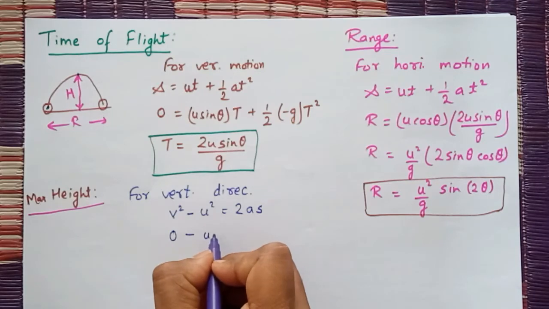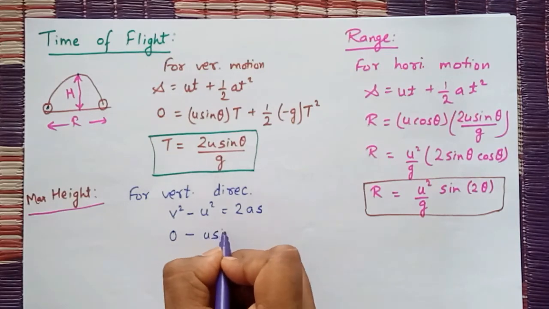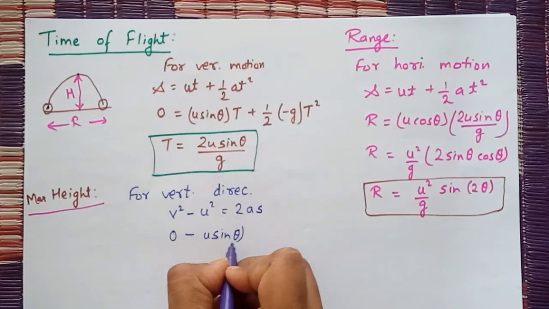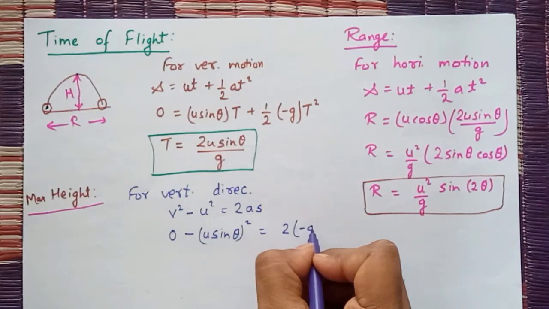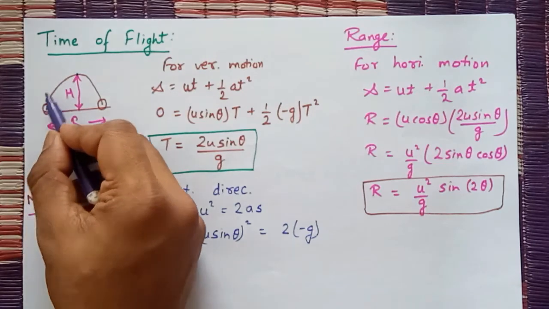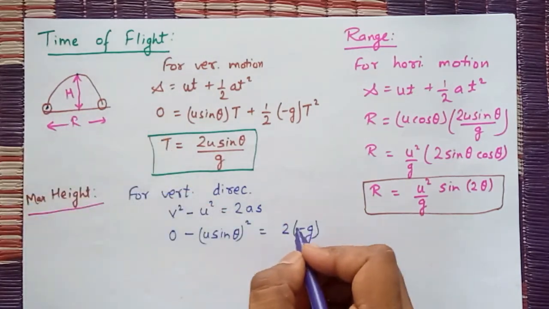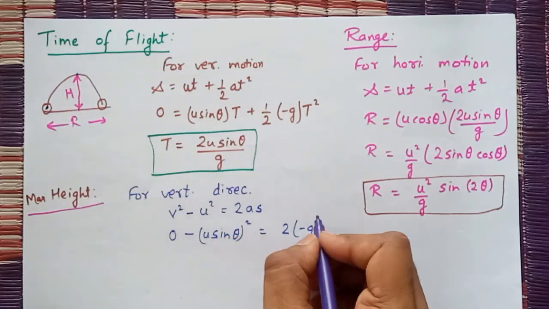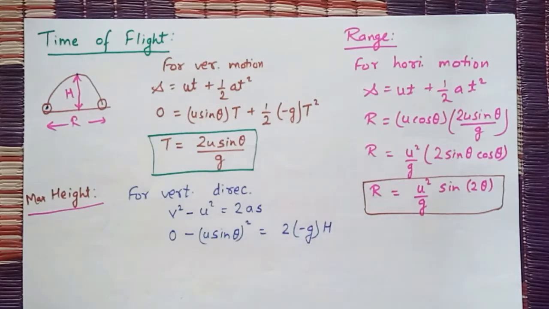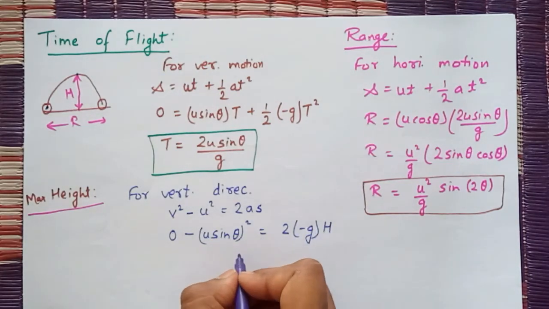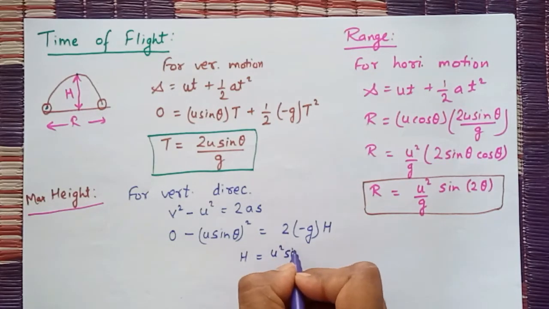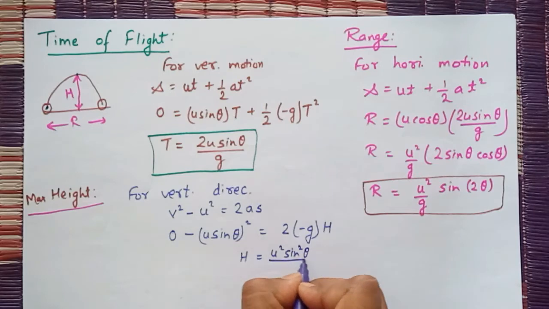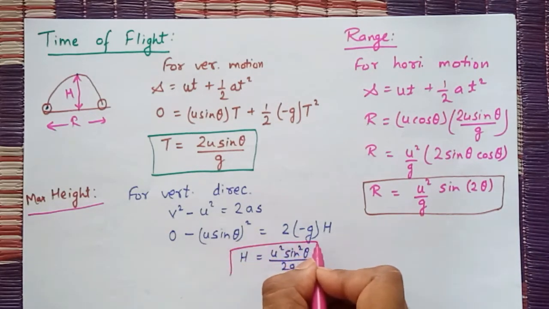Initial velocity in the vertical direction is u sine theta, whole square, is equals to 2. What is acceleration? Minus g, because the object is going upward and gravity is pulling it backward. And what is the distance covered? That is capital H. So solving it, we will get capital H as u square sine square theta upon 2g. This is the formula for maximum height.